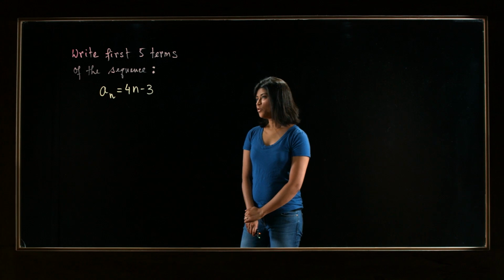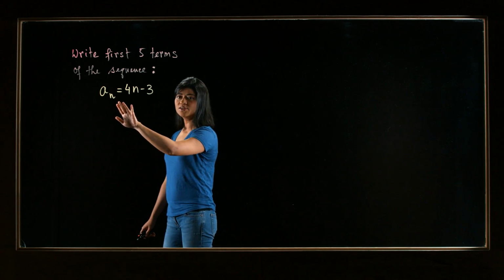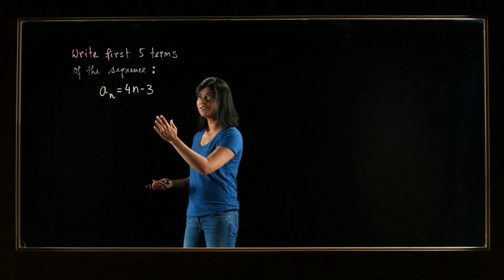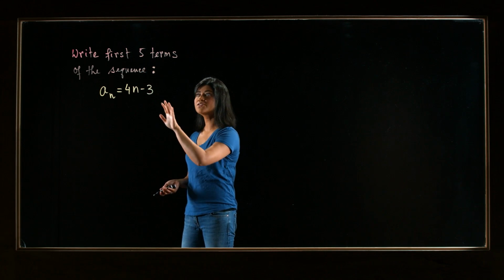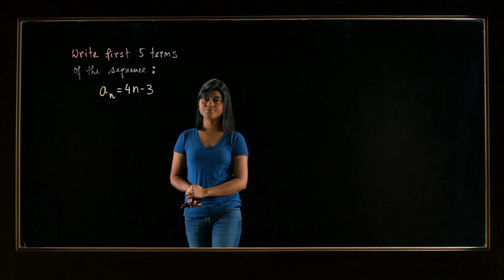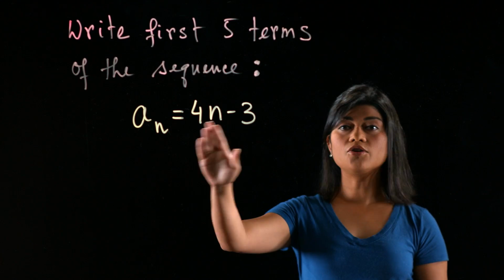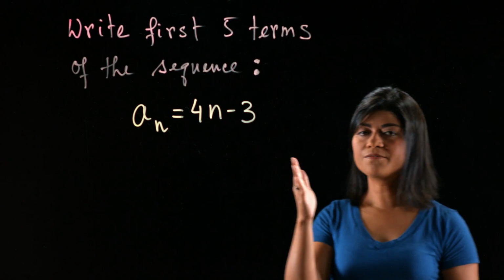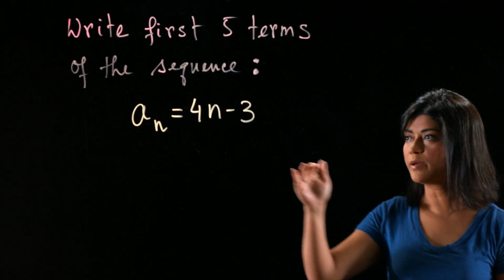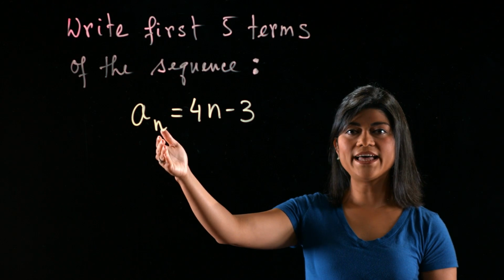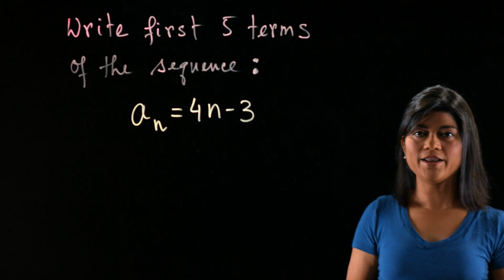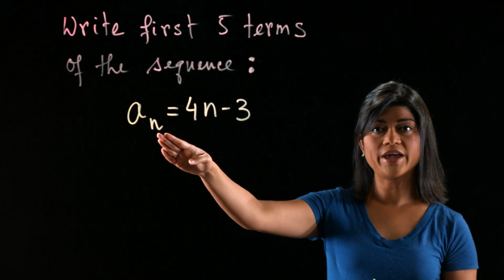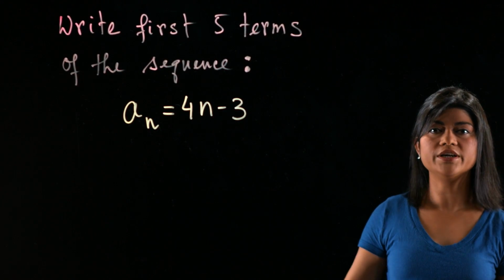In this problem, we have a sequence an equals 4n minus 3. So this is the expression for the sequence that's given to us, and we have to find the first 5 terms of the sequence. Now, this is a general term, so we also say this is the nth term. And then we can find particular terms of the sequence by plugging in various values for n. And we usually plug in the positive integers for n. So n equals 1, 2, 3, and so on.